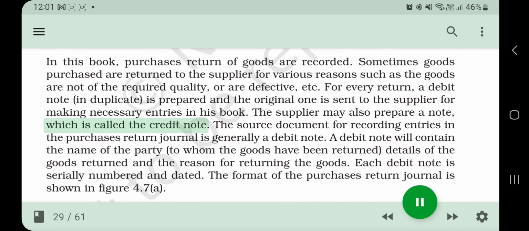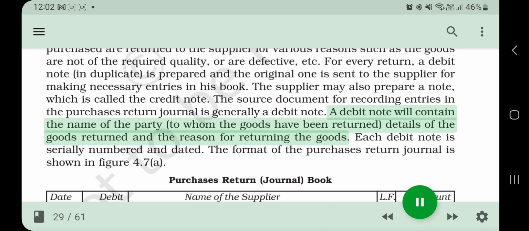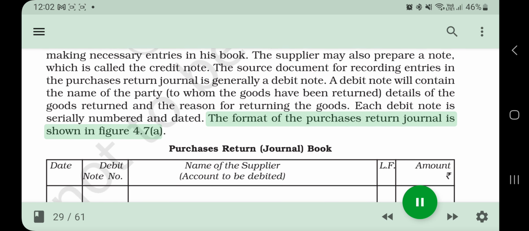The supplier may also prepare a note, which is called the credit note. The source document for recording entries in the Purchases Return Journal is generally a debit note. A debit note will contain the name of the party to whom the goods have been returned, details of the goods returned and the reason for returning the goods. Each debit note is serially numbered and dated. The format of the Purchases Return Journal is shown in Figure 4.7a.